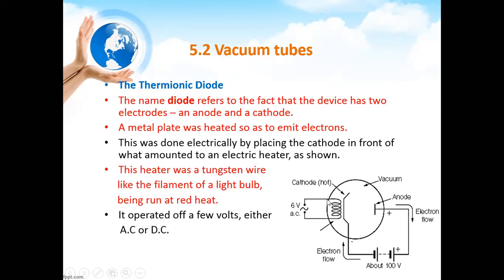In order to operate this device, we are going to need a few volts. It could be DC or AC voltage. The voltage shouldn't be high. As you see over here, we have 6 volt AC. This symbol shows the AC part. So this 6 volts will operate this device. Okay, this is the first vacuum tube that we are going to learn, the thermionic diode.